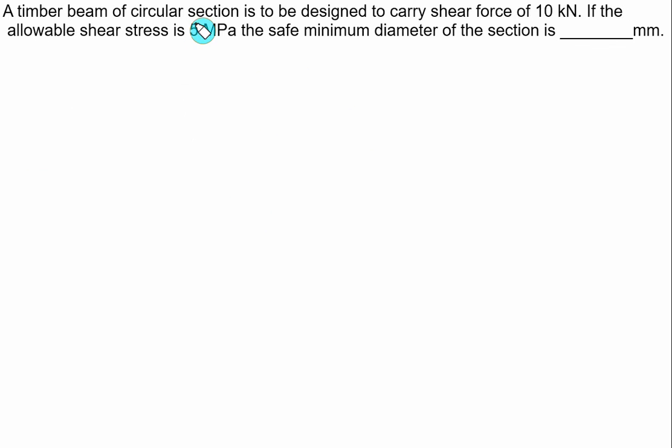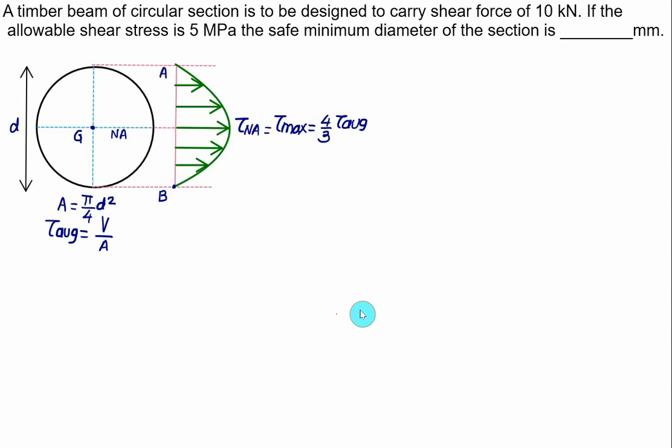A timber beam of a circular section is to be designed to carry a shear force of 10 kilonewton. Value of V is given equal to 10 kilonewton. The allowable shear stress is 5 megapascal. Safe minimum diameter of the section we have to find out. We know that in the case of a circular section, the maximum shear stress will occur at the neutral axis and its maximum value is equal to 4 by 3 of the average shear stress. And the average shear stress is given as V by A.